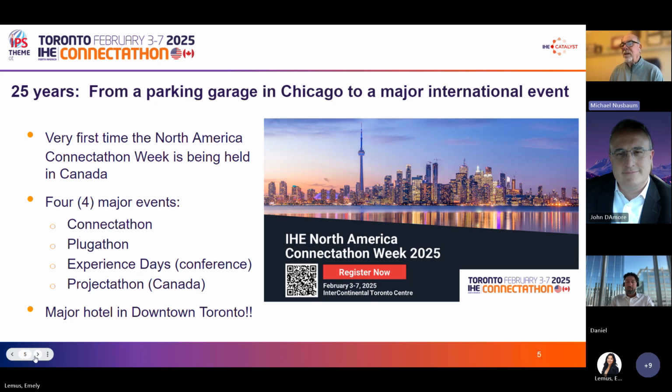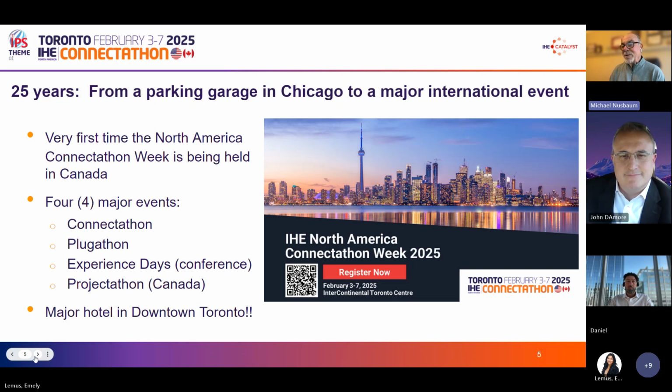Connectathon countries have included the US, Austria, France, Germany, Italy, Luxembourg, Netherlands, Spain, Switzerland, Turkey, Korea, Japan, Brazil, Australia, and China. North America Connectathons have been held in Atlanta, Austin, Chicago, Cleveland, Oak Brook, Illinois, and San Diego.